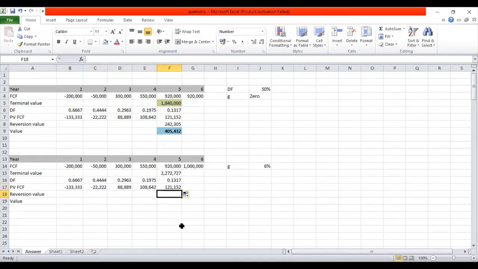Here again the difference is the reversion value, which is now equal to 299,289. The value of the venture is equal to 462,470. Here our assumption is there will be a constant growth rate starting from the stepping stone year, that is equal to 6%.